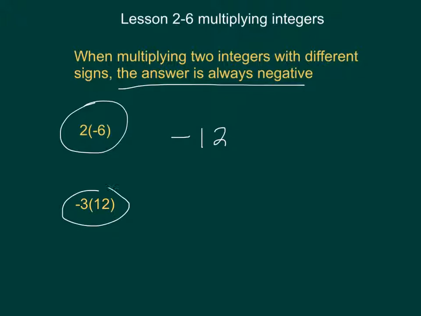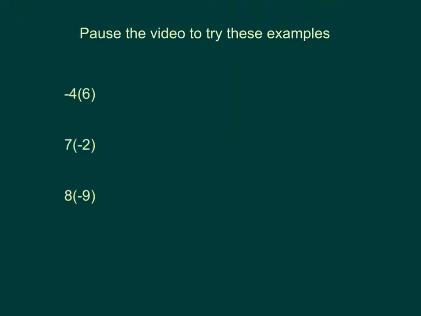The next example is -3 times 12. Again, we multiply like normal, so 3 times 12 is 36. The 12 is positive, the 3 is negative, so our answer is negative. Pause the video to try these examples on your own.